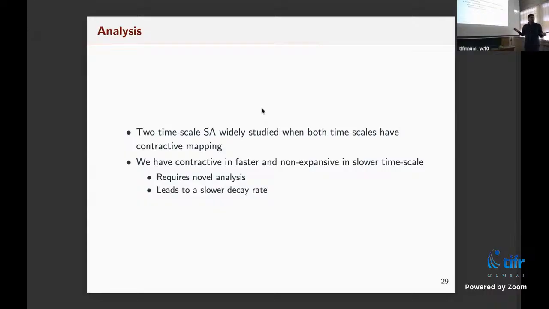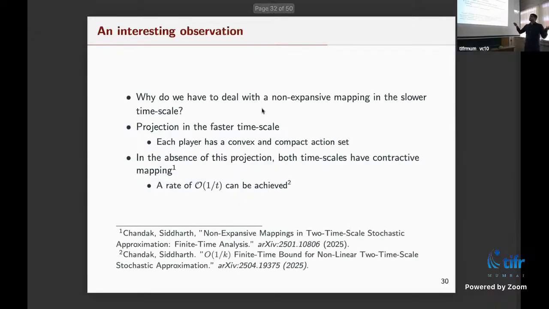But why did we get non-expansive mappings in the first place? That is because of the projection in the faster time scale. As I asked you all to remember, the player's actions are in a convex and compact set, and that leads to a projection, and that projection leads to the non-expansive mapping. In the absence of the projection, both timescales would have had a contractive mapping, and we would have achieved a rate of O of 1 by t as in a recent work. But the main point is that projection into the convex and compact set usually has no effect on the convergence rate.